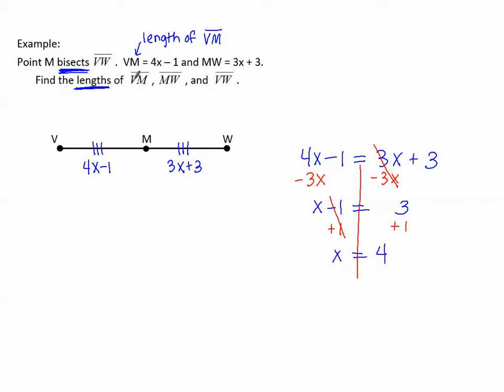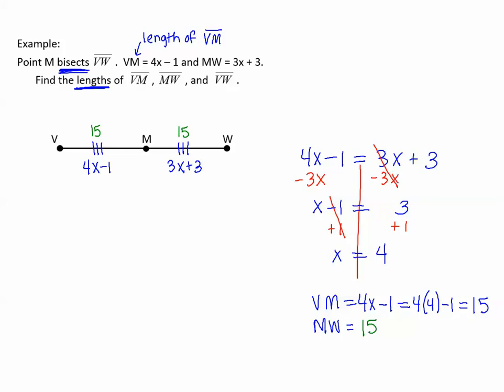Let's start with segment VM. In the directions, they told us that VM is 4x minus 1. In place of x, I will substitute the value 4. 4 times 4 is 16, minus 1 is 15. Next, I'm going to find MW. Well, they do tell me MW is 3x plus 3, but remember that we know these two segments are congruent. So if I know that this segment is 15, now I know that this segment is also 15. So I don't have to do substituting again, I just know that these are the same length.